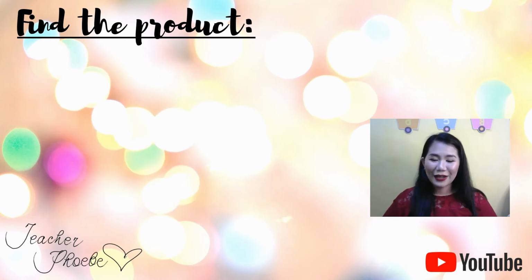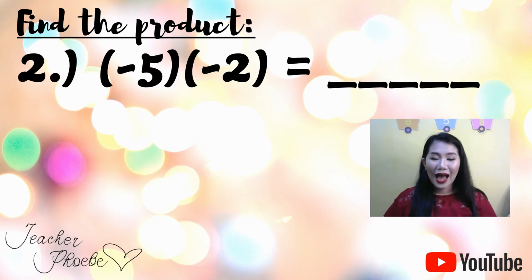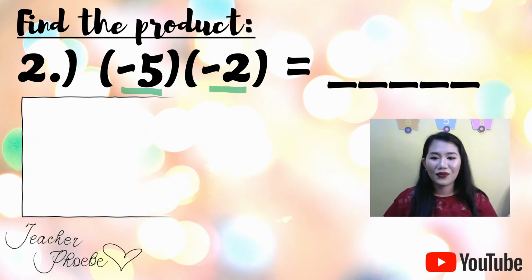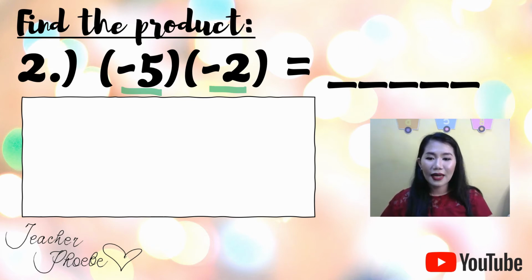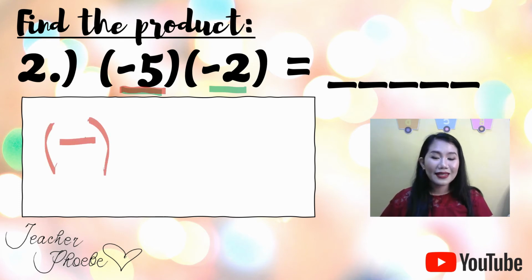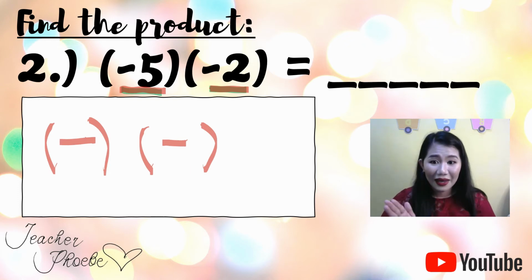Okay, so let us have another example. Number 2, I have here negative 5 times negative 2. So how do we find the answer to that? First, identify the sign of your integers. Ano ba ang sign ng 5 natin dito? Ang sign niya ay right, negative. Ano naman ang sign ng 2 natin dito? Right, ang sign niya ay negative. So, negative, negative, magkaparehas ng sign.